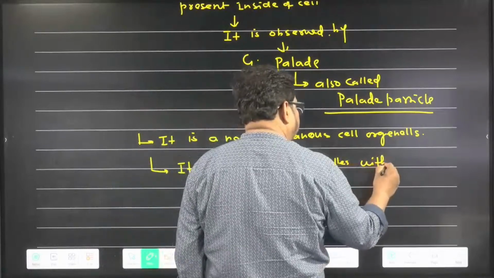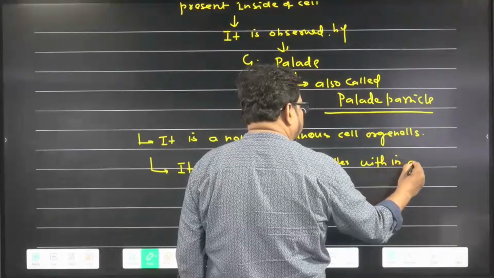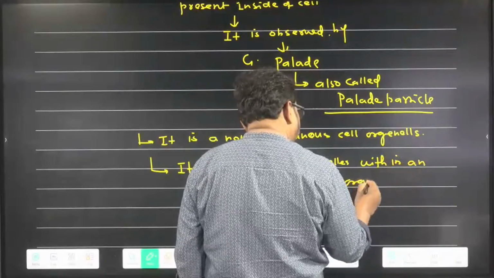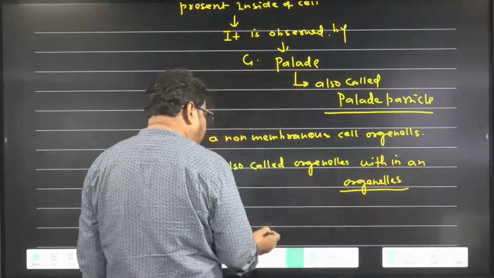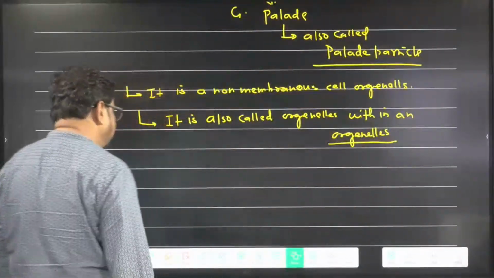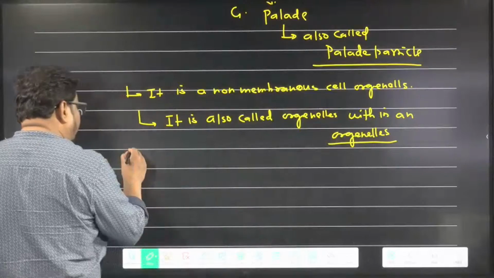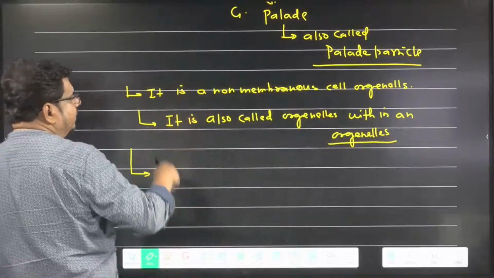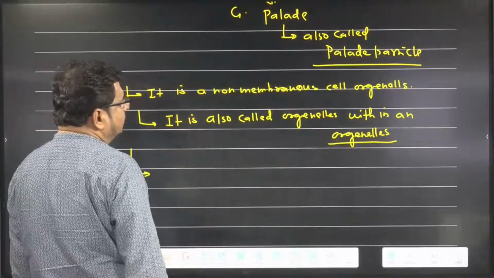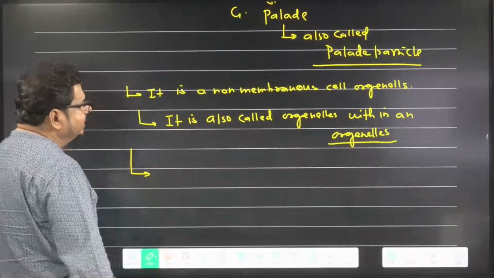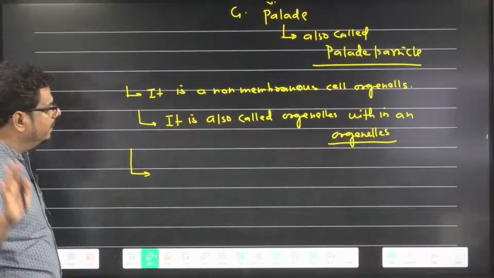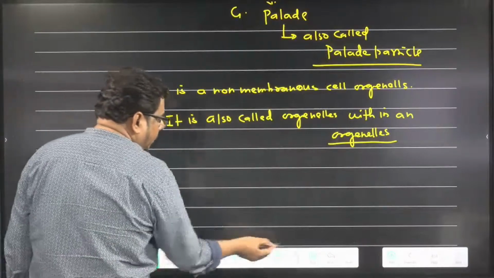Within an organelle. The reason behind it: mitochondria is an organelle, and ribosome is present there. Plastid is a cell, chloroplast is an organelle, and there also ribosome is present. So this is a cell organelle present within another cell organelle, and hence it is called organelle within the organelle. Getting the idea or not?